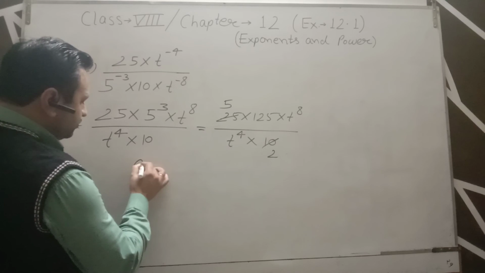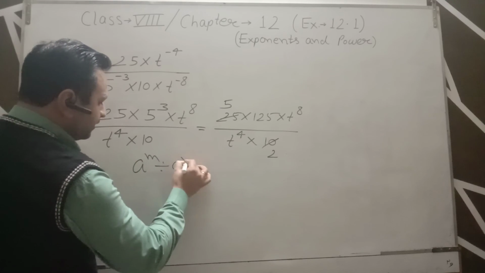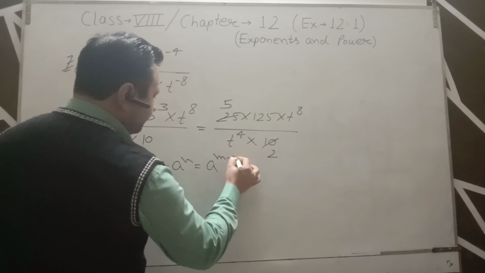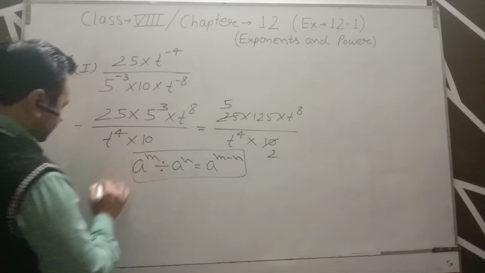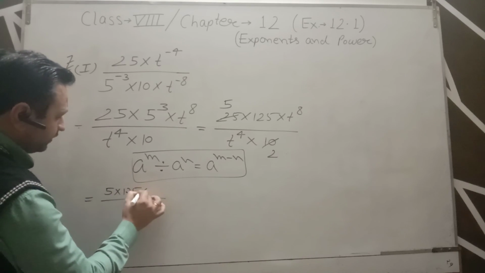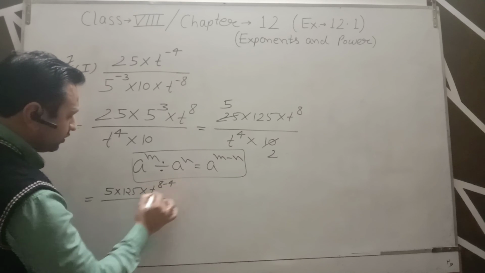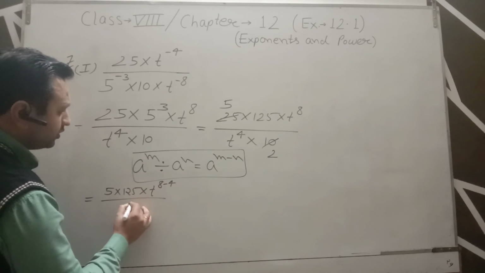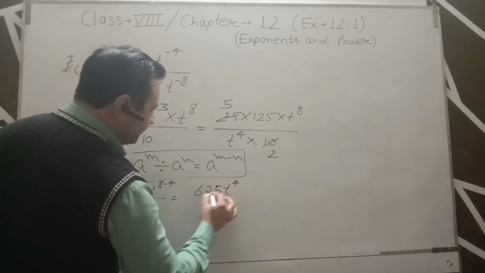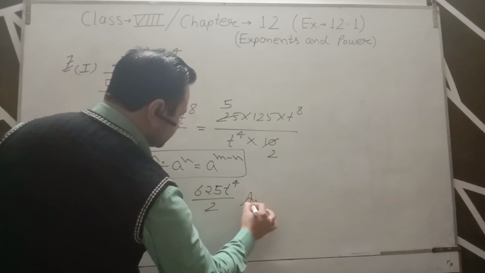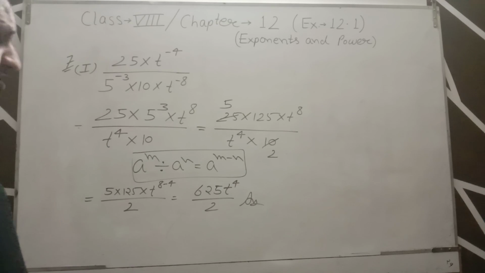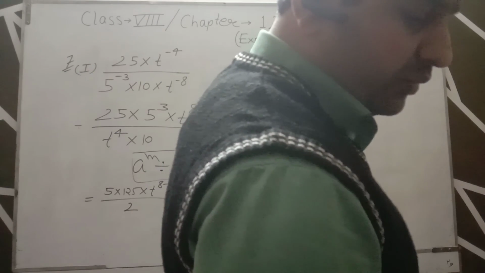In the both we can use law of exponent. A power m divided by a raised to the power n, it's mean a power m minus n. So 5 multiply 125 into t power 8 minus 4 upon 2. It's mean answer is 625 t power 4 upon 2 answer. So I sure question number 7 also clear. Second parts try yourself. If you have any problem you can discuss with me.